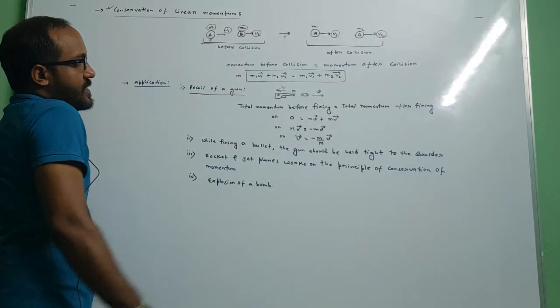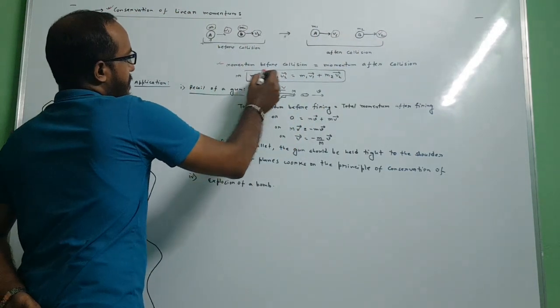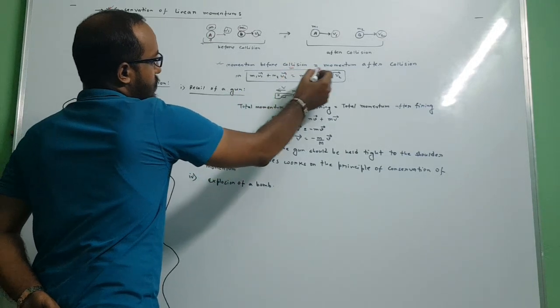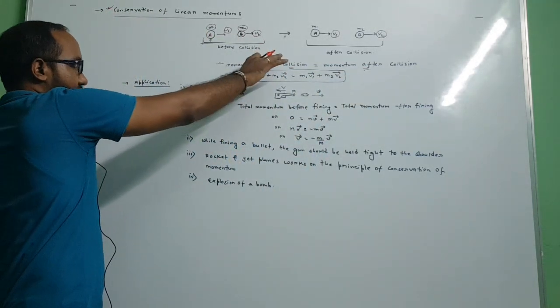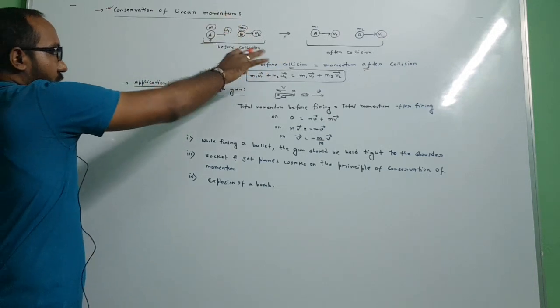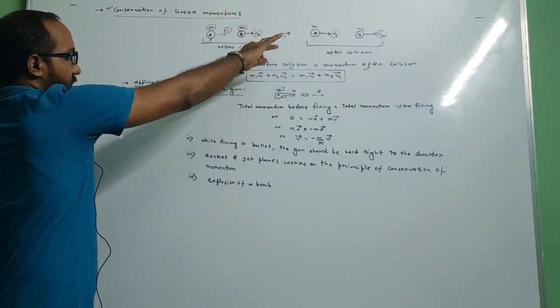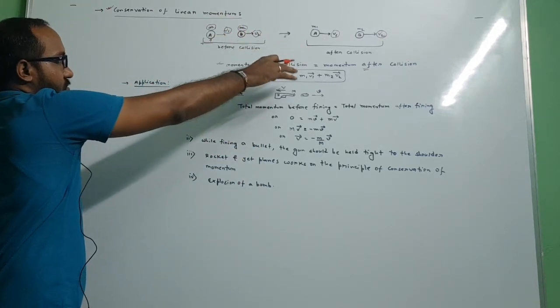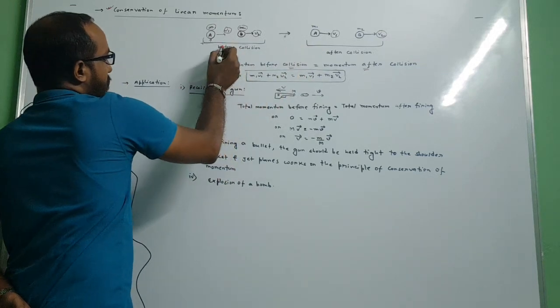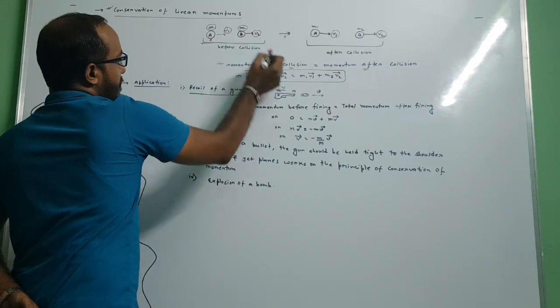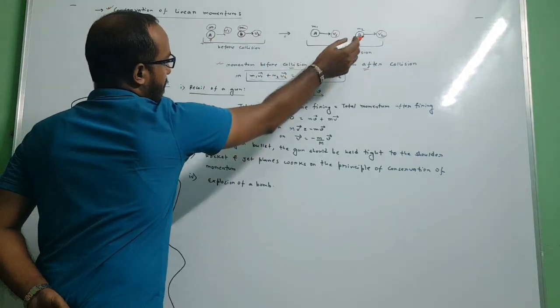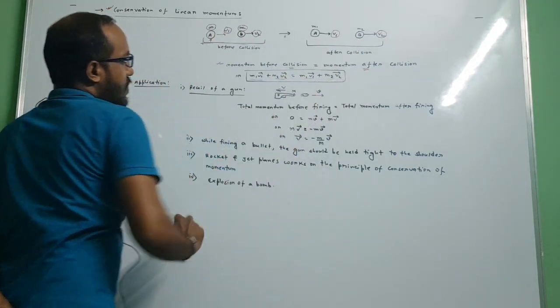Conservation of linear momentum says that momentum before collision should be equal to momentum after collision. This theory comes from Newton's third law of motion, where action and reaction are equal and opposite. From that we can prove it. See, what is the momentum before collision of the objects? It is m1 u1 plus m2 u2. And what is the momentum after collision? m1 v1 plus m2 v2.